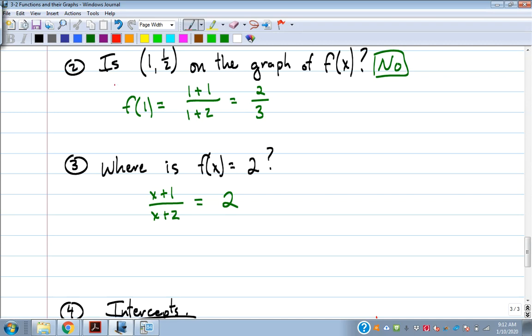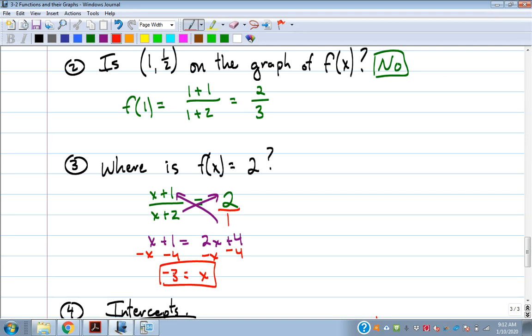How do I solve this problem? Maybe this helps. Cross multiply. Yeah, when you put it as a fraction equal to a fraction, that makes it a little easier looking. So x plus 1 equals 2x plus 4. Subtract 4. Subtract x. Negative 3 is equal to x. So x is equal to negative 3. That is where the y value is 2.